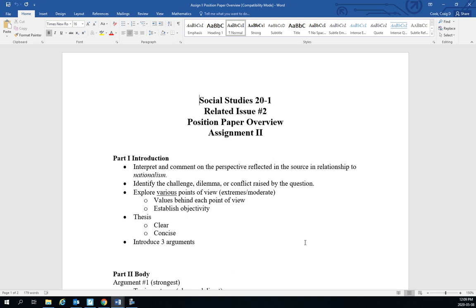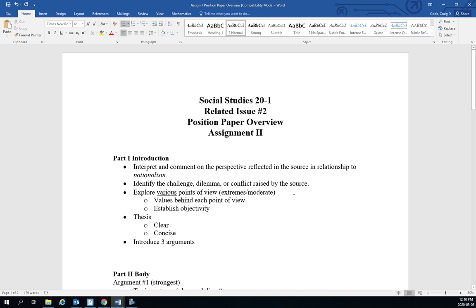It's not as in depth as the source interpretations we do every day in class. This will be more of a general overview interpretation of what the source is saying. And the source will be simple and straightforward. Nothing to the degree that we do in class on the source interpretation. That's a different assignment. Next thing you do, and I'm just going through the bullets, you identify the challenge or dilemma or conflict raised by the source. The source is going to raise an issue. Should we pursue nationalism? To what degree should nations pursue nationalism? That's the dilemma that you need to point out.